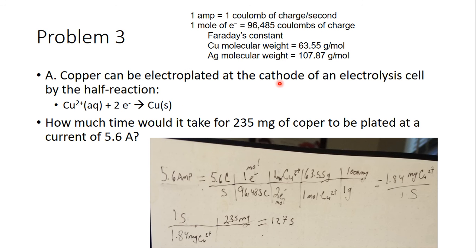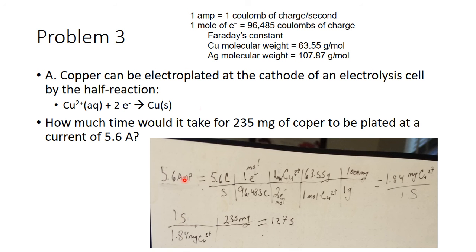So let's take a look at how we actually use this in a problem. We are electroplating copper, and the half reaction is Cu2+ plus 2 electrons goes to copper solid. I want to know how much time it takes for 235 milligrams of copper to be plated if my electrical current is 5.6 amps. So this is just a giant unit conversion problem.